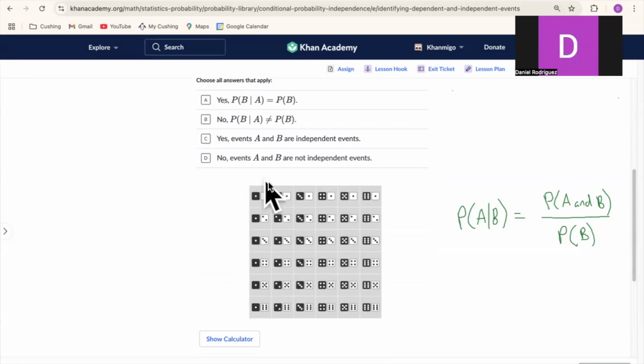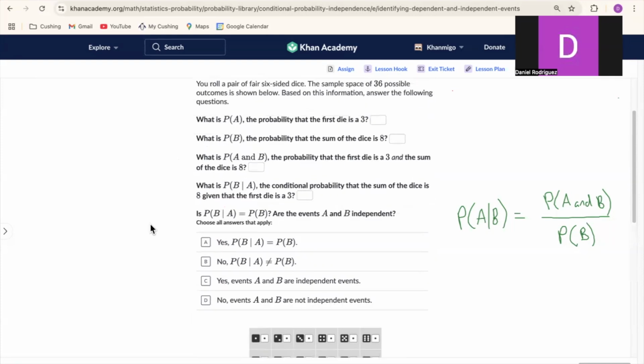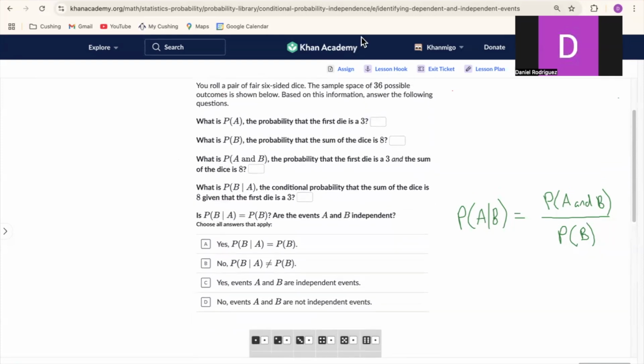Let's imagine that the black one is the first die and the white one is the second die. So what is the probability that the first die is a three? Well, regardless of the six-sided die, there's a 1 out of 6 chance that you get a 3. So I'm going to say 1 out of 6. That's the probability of rolling a 3 on your first die, 1 out of 6.